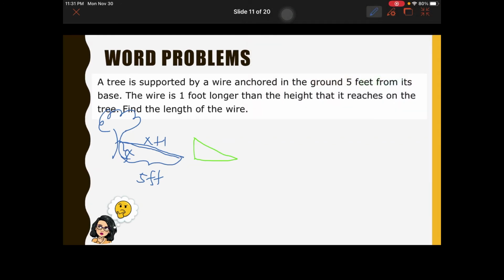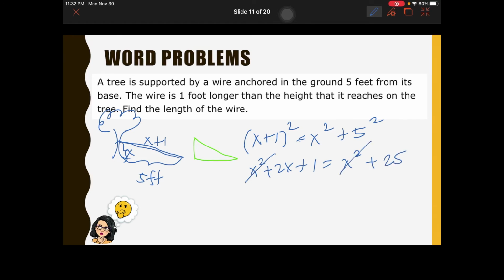So, let's do that. Ang ating hypotenuse po ay x plus 1. So, x plus 1 squared equals x squared plus 5 squared. Alright? So, now let's try to simplify and solve our problem. So, ang x plus 1 squared po, magiging x squared plus 2x plus 1 equals x squared plus 5 squared ay 25. Pareho po tayong may x squared, so mawawala na sila sa picture.